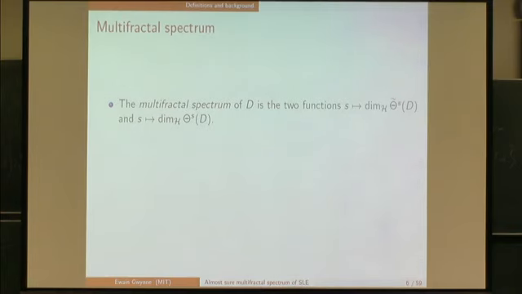And then the multifractal spectrum is defined to be the function which gives for each real number s the Hausdorff dimensions of the sets theta tilde s of D and theta s of D. Actually, it can be shown using some basic complex analysis that these two sets are just empty when s is not between -1 and 1. So really, the multifractal spectrum is kind of just a function on the interval -1 to 1.